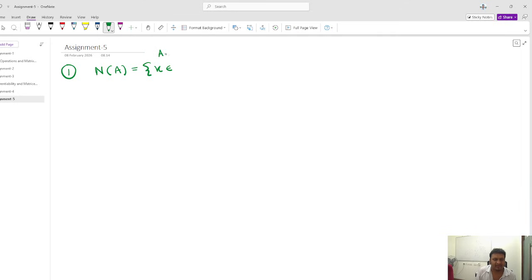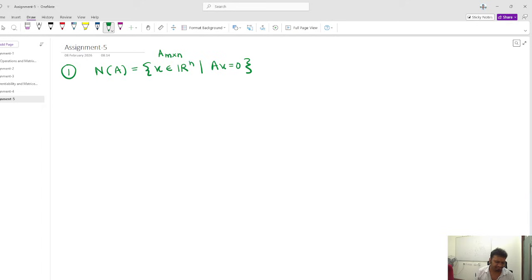Say A has some order m cross n. So this is all such x in Rn such that Ax is 0. That's what the null space is. Basically, in other words, this amounts to solving some equations, Ax equal to b, but rather than a b vector, what we have is 0.